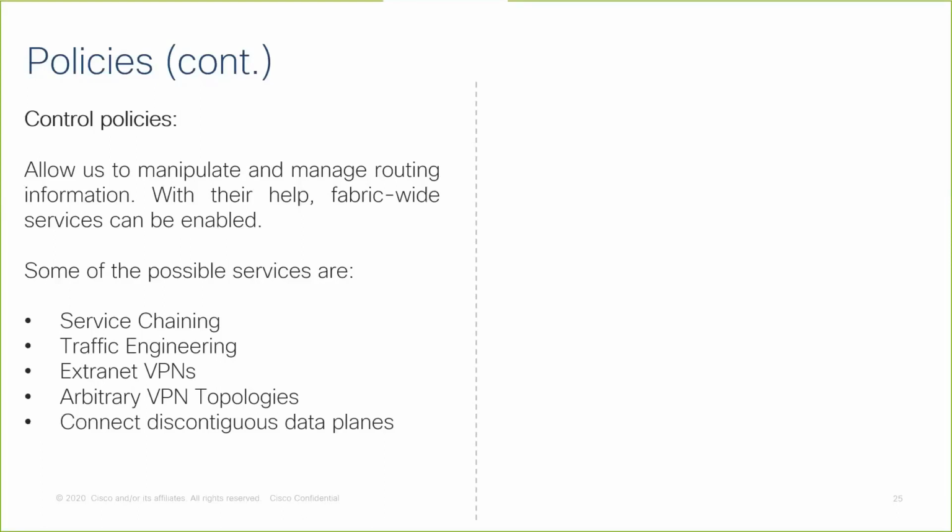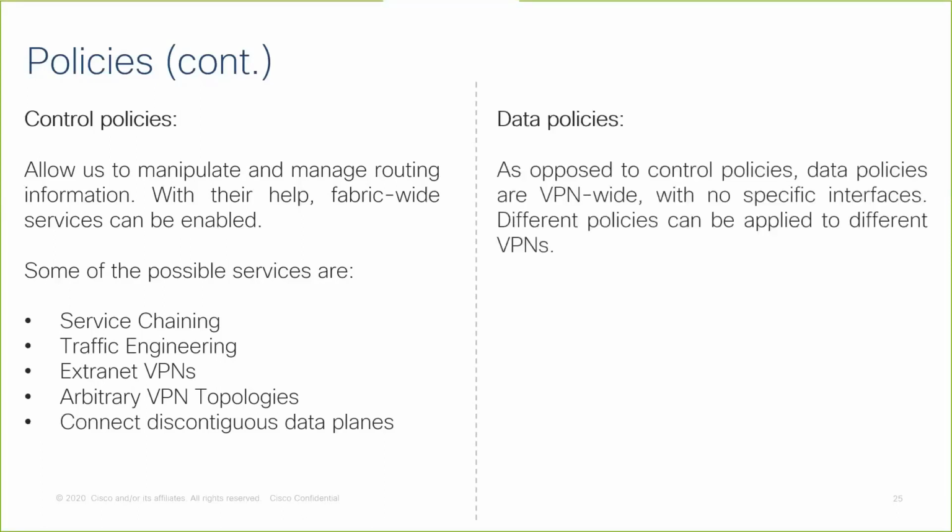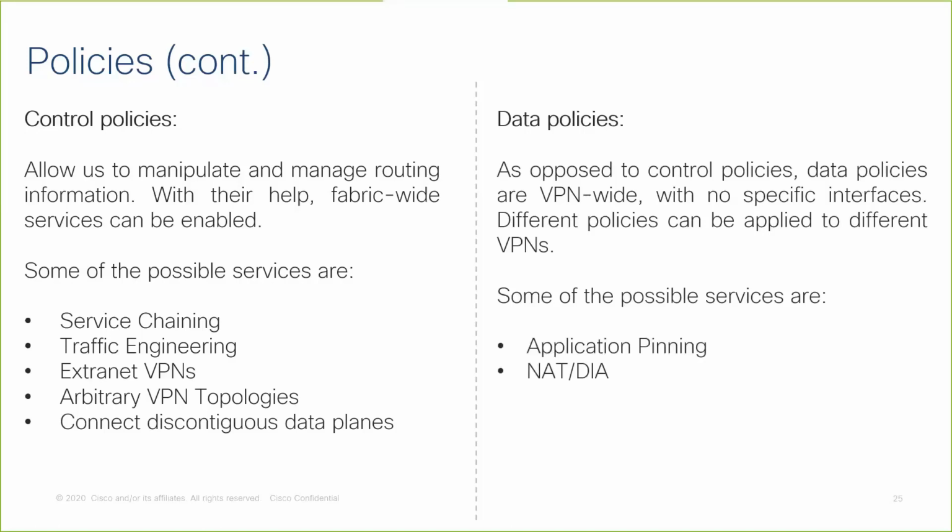Now, talking about data policies, what can we do with data policies? As opposed to the control policies, data policies have specific interfaces or vectors that we would follow. There would be VPN-wide policies that would only apply to a specific set of devices that belong to a specific VPN. The services that we can enable can be application pinning, NAT and direct internet access, or this could be classification, policing, and marking using QoS.